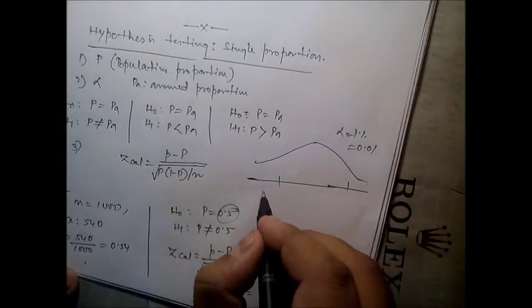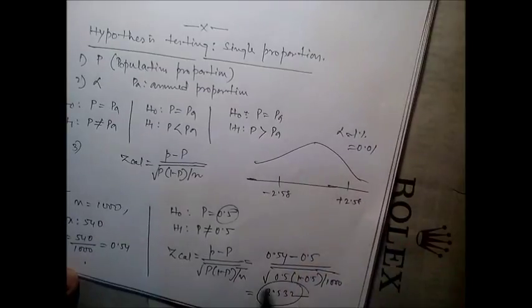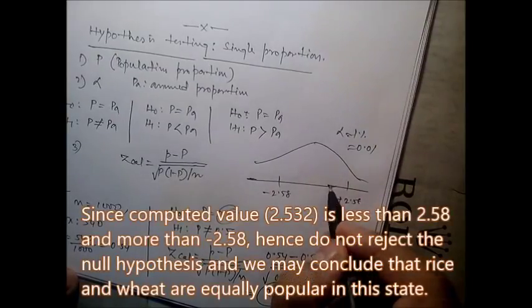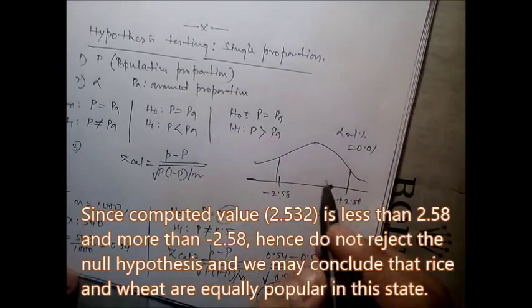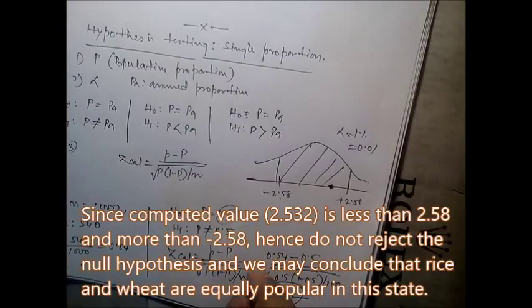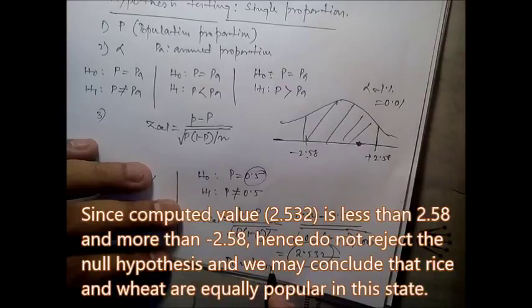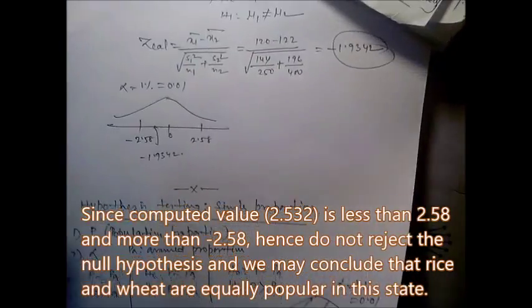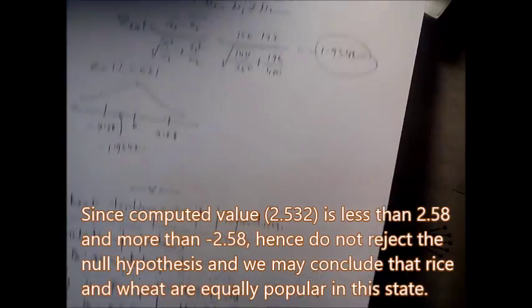Now alpha is 1%, that means assume alpha is equal to 0.01. It is a two-tailed test, so the critical values are minus 2.58 and plus 2.58, and our value is 2.532. It is less than 2.58 and within this range, so do not reject the null hypothesis. Okay, next.